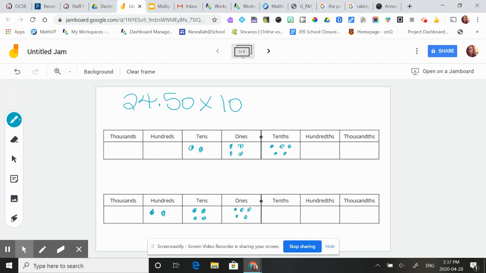You may have noticed that because we're timesing it by 10, I've basically moved everything over by 1 column on the place value chart. Let's try another one.